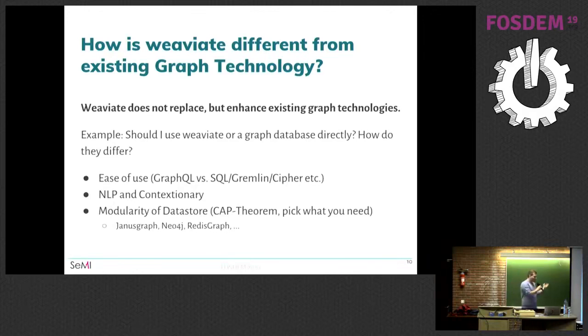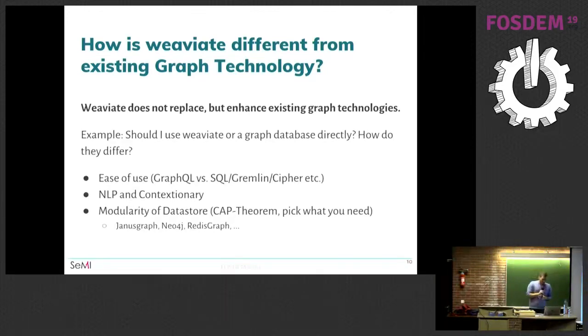Then we have natural language processing and the contextionary. So contextionary, I explained already. Natural language processing, this is sort of what we're looking into right now. Ideally, GraphQL would just be the middle layer, but in the end, you can just ask a question, ask it to Alexa, or just type it in a way, and Weaviate will give you an answer.